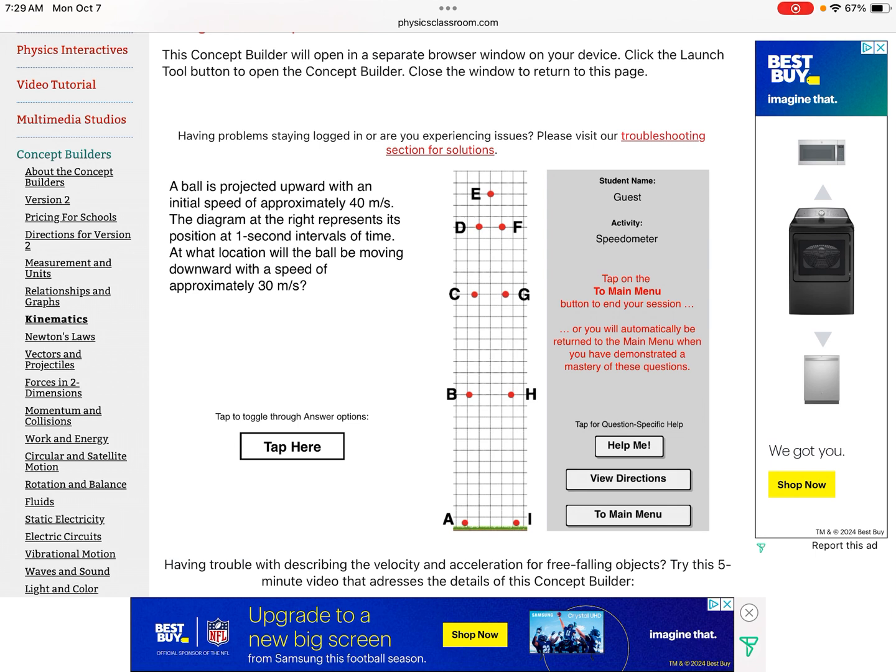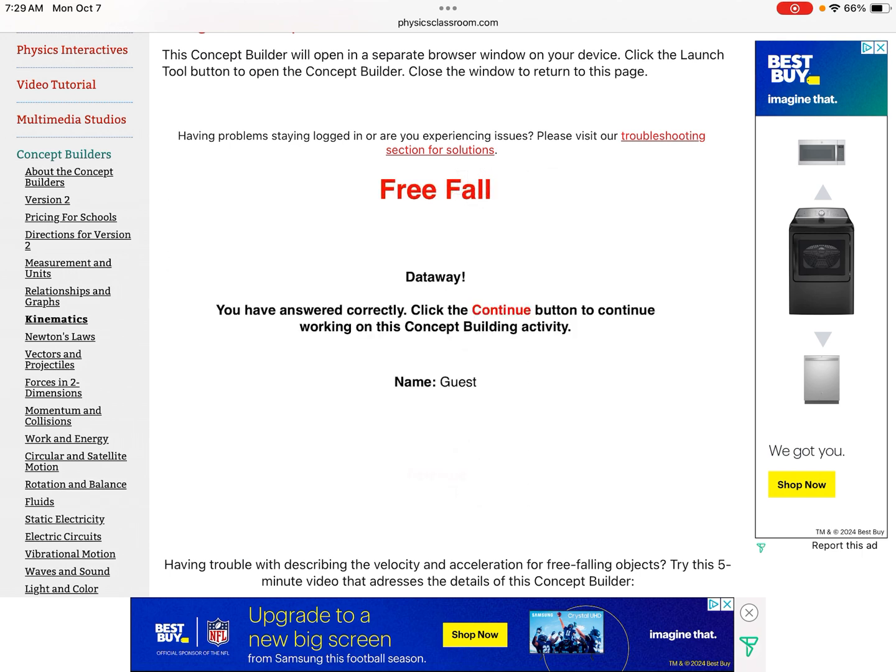So a ball is projected upward with an initial speed of approximately 40. So it leaves your hand at 40. It leaves position A at 40. At what time will the ball be moving downward with 30? So at B it would be 30. At C it would be 20. At D it would be 10. At E it would be 0. And then F is 10, G is 20, H is 30. So you tap there. Hopefully that's right.